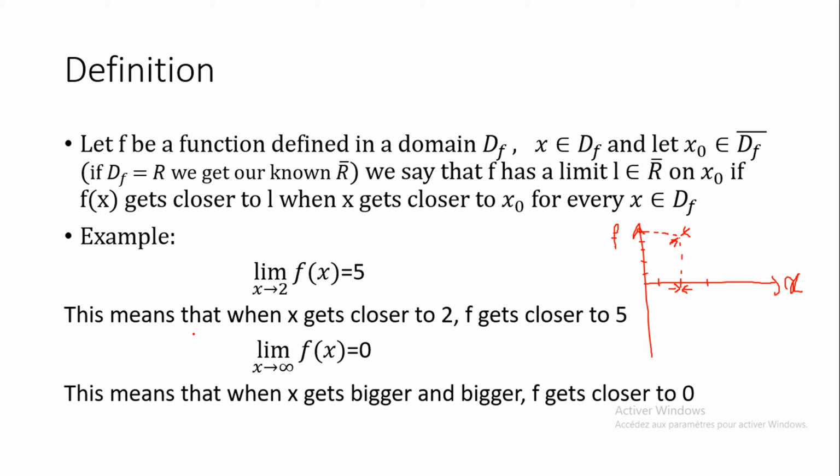The same goes when x goes to infinity. If the limit of f of x when x goes to infinity equals 0, this means that when x gets bigger and bigger, f gets closer to 0. In this example, our f is going to be something like this, and it gets closer to 0 when x gets bigger.